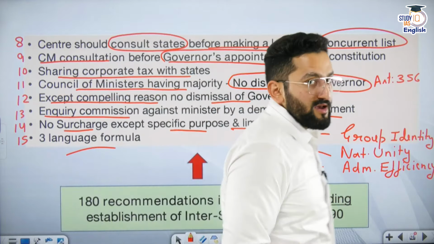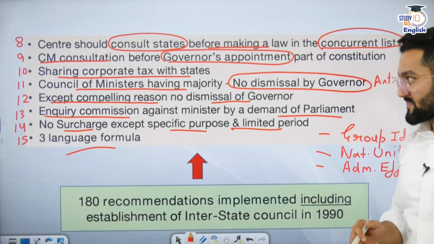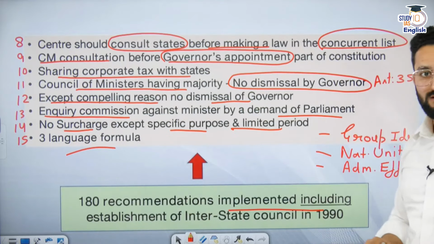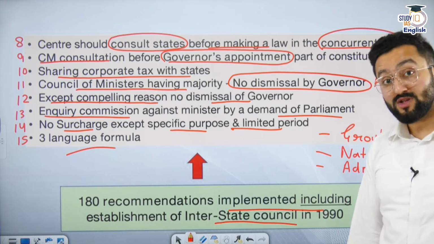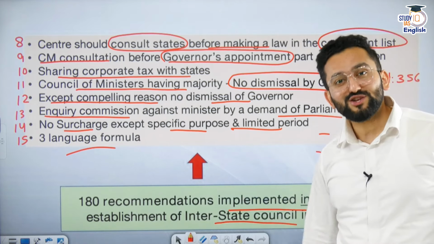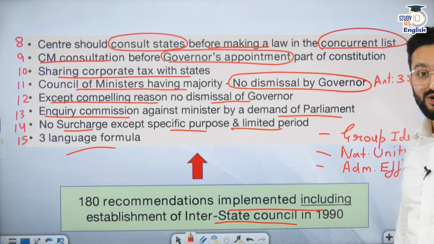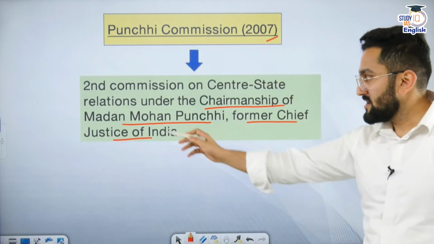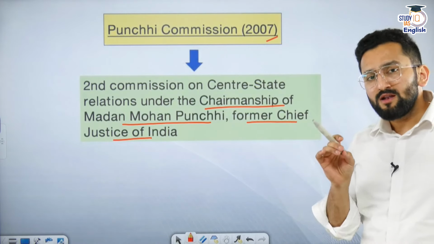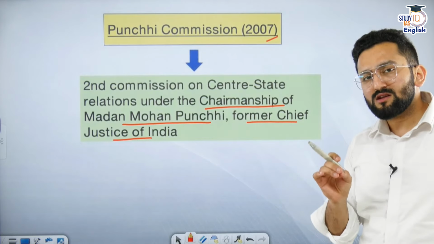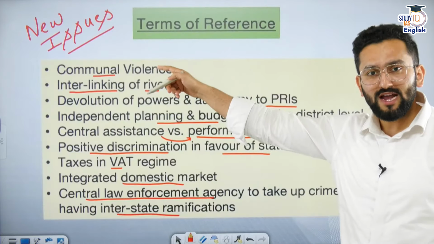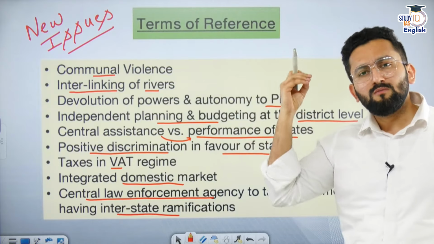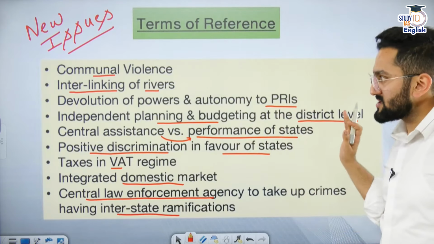So please remember, this was the good recommendation which was made by Mr. R. Sarkaria. Out of these 247 recommendations, 180 recommendations were implemented, including the establishment of the Inter-State Council. Don't you think it is a major achievement in the picture of center-state relations in India? Right? That is why I was saying the Sarkaria Commission is important. Now after that, the Punchhi Commission was made in 2007, under Madan Mohan Punchhi, former CJI. And now you will see that the Punchhi Commission discussed some new issues. Whenever a question is asked on center-state relations, your understanding of the Sarkaria and Punchhi Commissions will give you more than enough points.